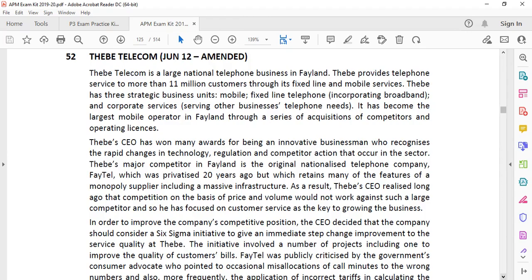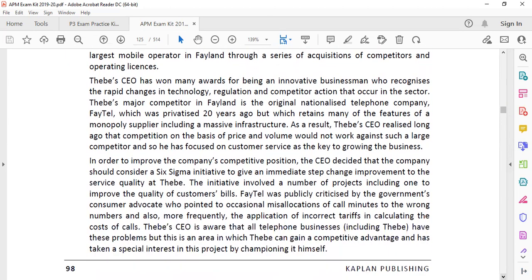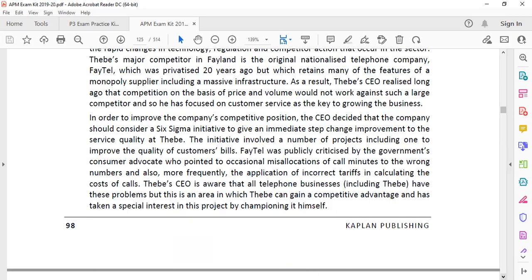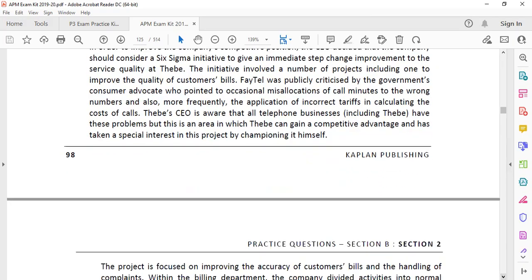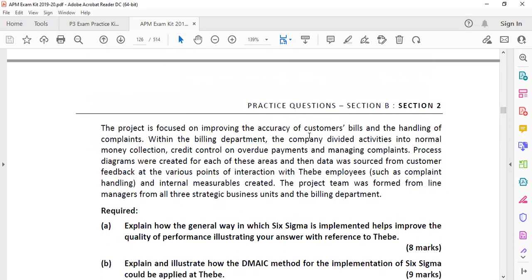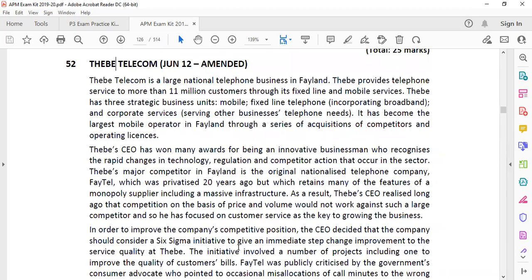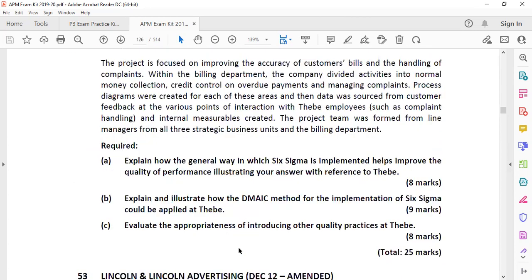Then it says, in order to improve the company's competitive position, the CEO decided that the company should consider a Six Sigma initiative to give immediate step change improvements to the service quality. The initiative involved a number of projects, including one to improve the quality of customers' bills. We will be looking into that, and the project is focused on improving the accuracy of customers' bills. So in general, what is Six Sigma, and specifically the DMAIC method. And then finally, any other thing which can be considered. So let's take this one to the Excel file.